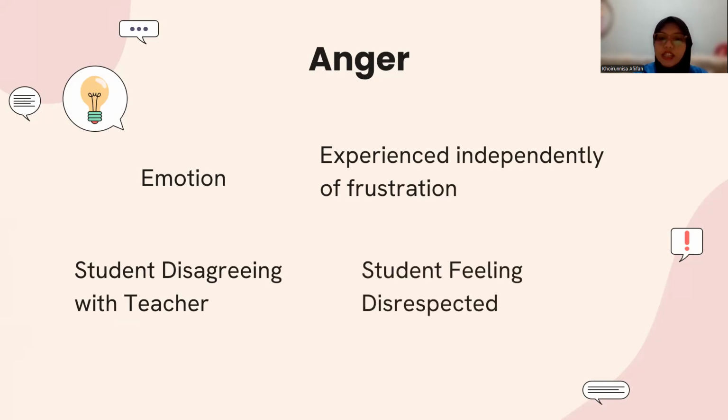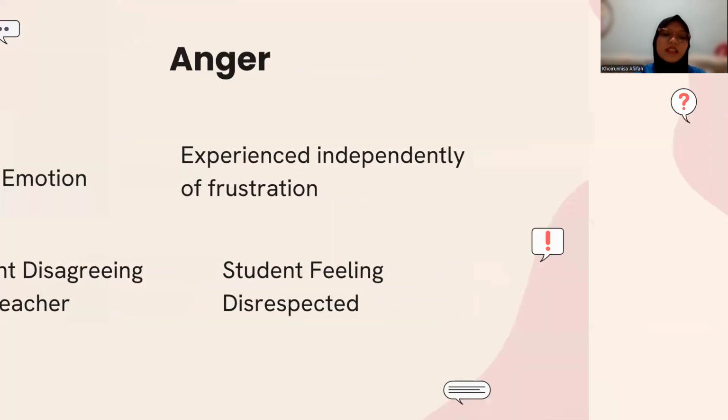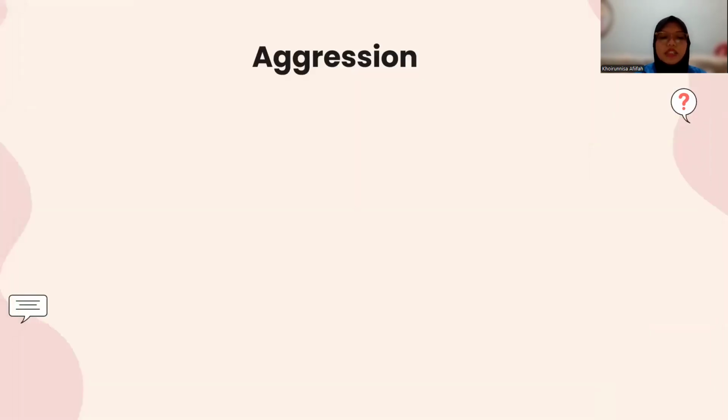Or a student feeling disrespected, like a student named Jake who feels disrespected by a classmate who is dominating the conversation and not allowing others to participate. And Jake feels angry because he believes the classmate is being rude and not considering others' opinions. Like that. And then aggression.